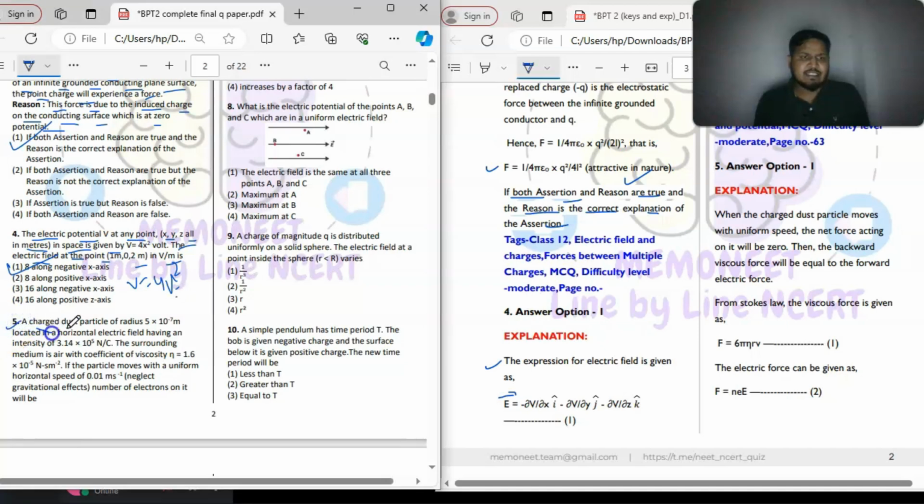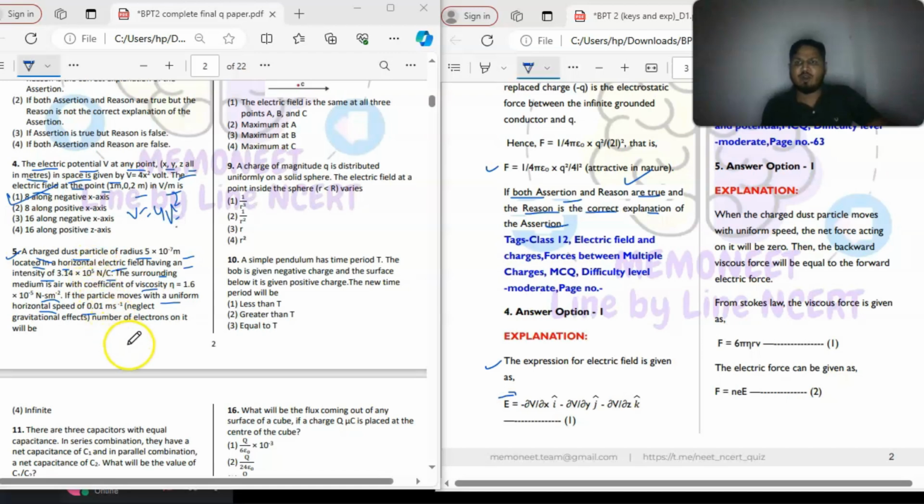The question is that a charged dust particle of radius 5 into 10 to the power minus 7 meter is located in a horizontal electric field having an intensity of 3.14 into 10 to the power 5 Newton per coulomb. The surrounding medium is air with the coefficient of viscosity eta equal to 1.6 into 10 to the power minus 5 Newton second per meter square. If the particle moves with uniform horizontal speed of 0.1 meter per second, neglecting gravitational effect, the number of electrons on it will be.